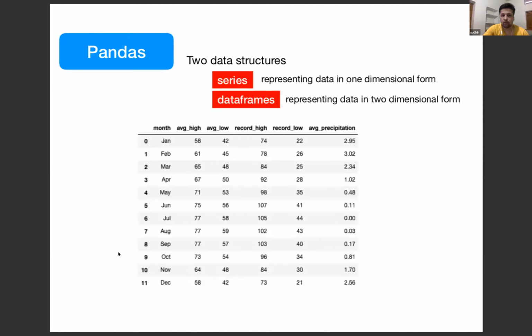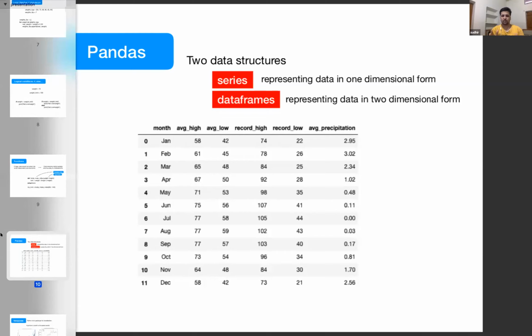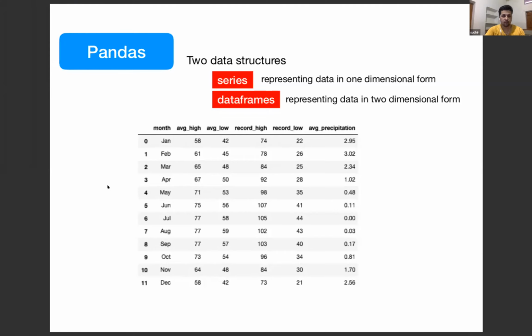So the first column is the average of the highest rainfall in that month, so it's average high. What is the average of the lowest value? What is the highest value in these 30 or 40 years, whatever, for that particular month, and what is the lowest value, and the average precipitation. So you can see all this data is kept in this Excel-like table.